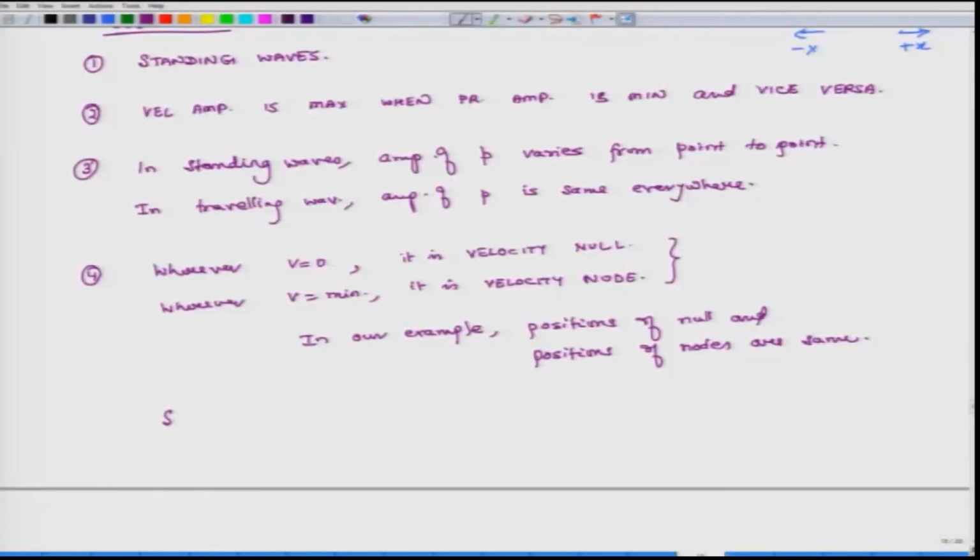Similarly, in our case, pressure nulls and nodes occur at the same locations. Okay. So, that is the overall picture for standing waves in the context of closed tubes.